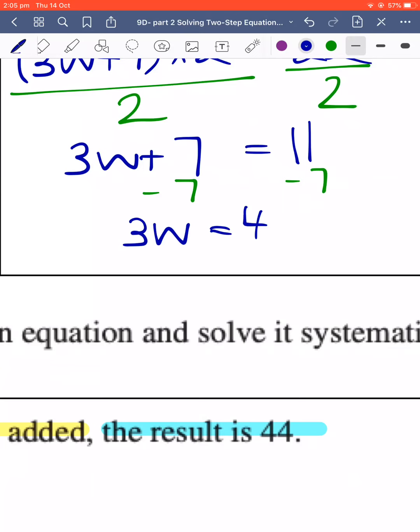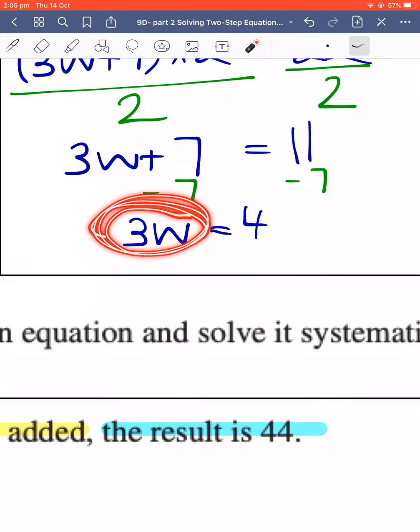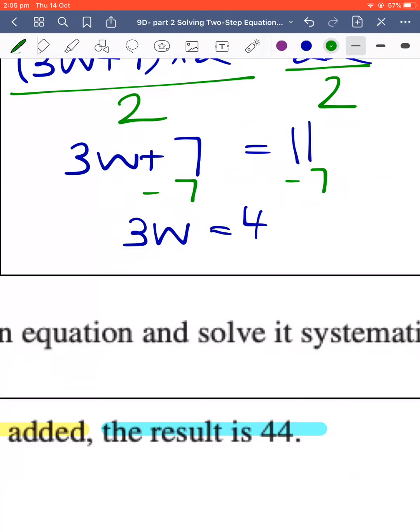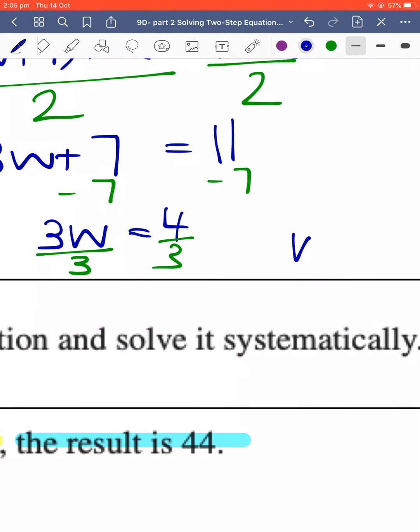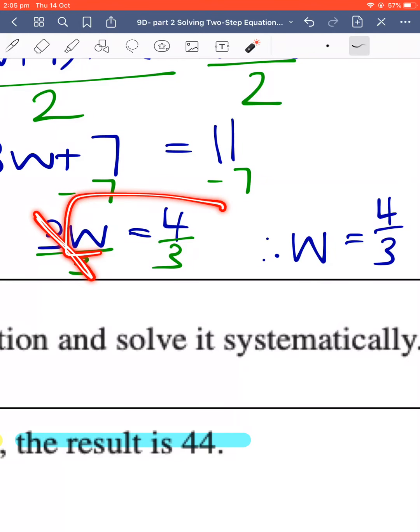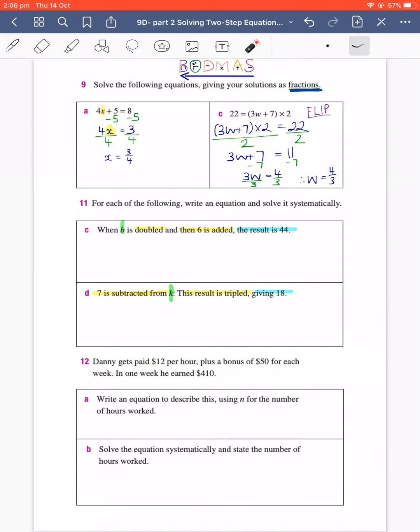And I need to keep going because I have a multiplication here. So 3 times w. To undo multiplication, I need to divide. So I divide both sides by that number, which is 3. And I can write my final statement, which is, let's put some therefore, w equals 4 over 3. Again, remembering that those two numbers cancel out. So when they cancel out, I end up with w equals 4 on 3.